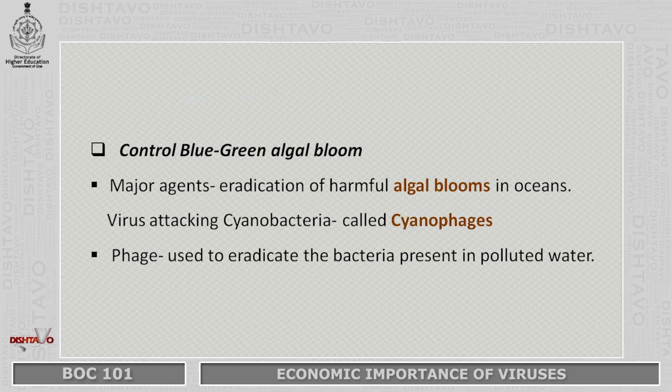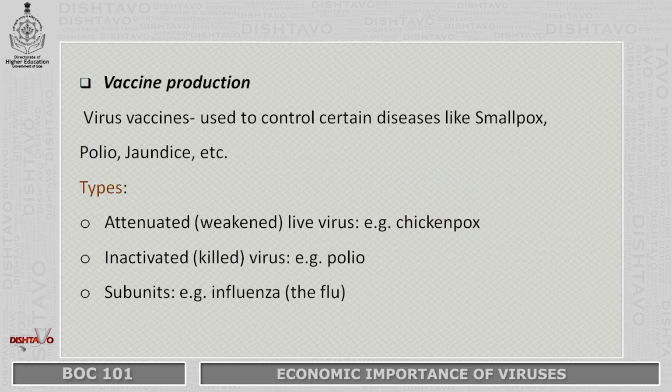Second is the control of blue-green algal bloom. What is the algal bloom? It is nothing but cyanobacteria, which are very harmful because they produce toxins, and when these toxins are ingested by humans or animals, this leads to death. Viruses attack the cyanobacteria and such viruses are called cyanophages. These phages are very important to eradicate the bacteria present in polluted water. So viruses help in cleaning of the water.